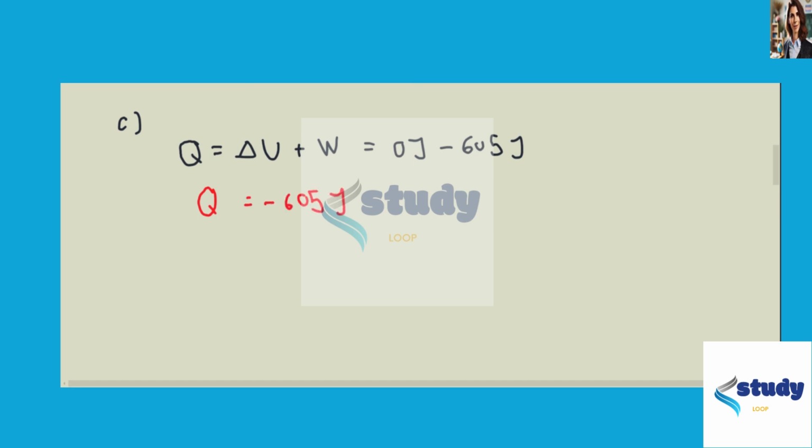What does this mean? This means that yes, the gas is exchanging heat with the surroundings, and the gas is giving out the heat. It's liberating heat in an energy quantity equivalent to 605 joules. And here we have solved all parts of this problem.